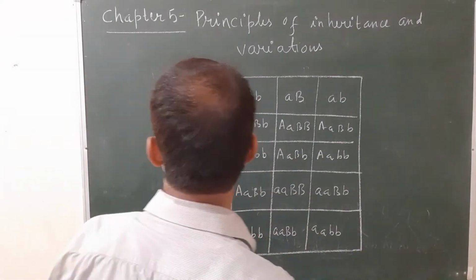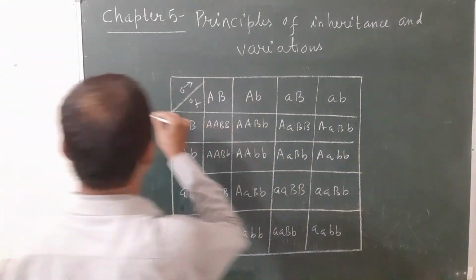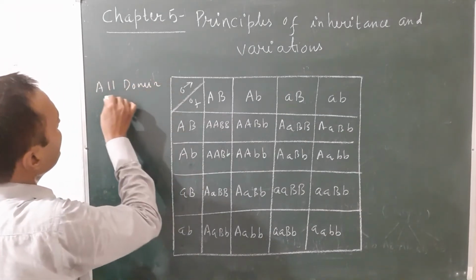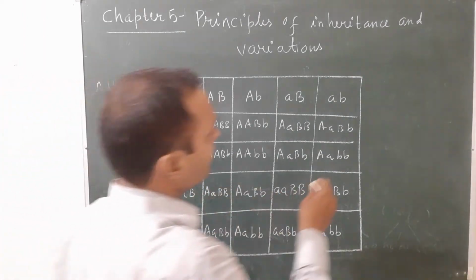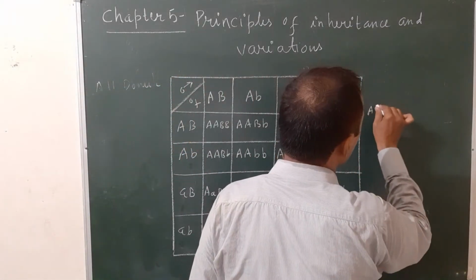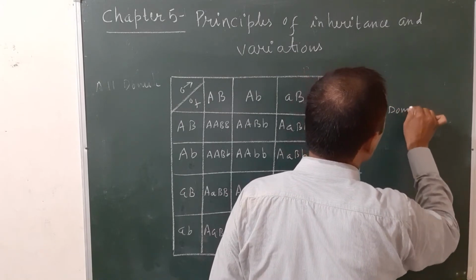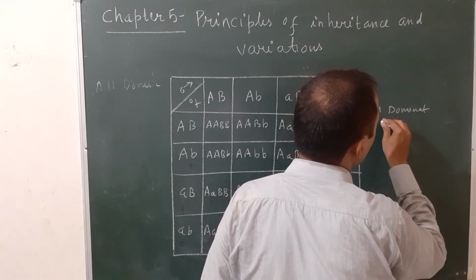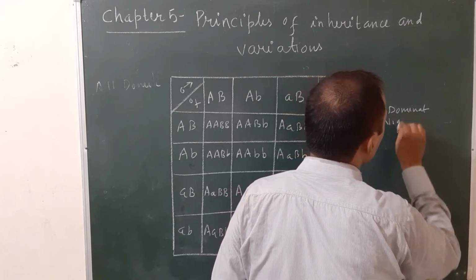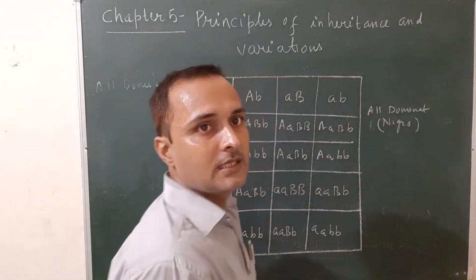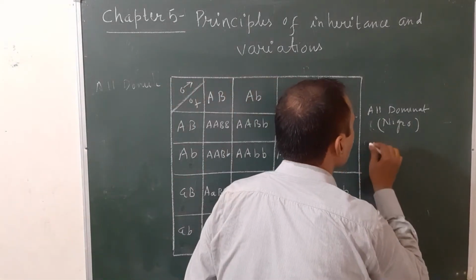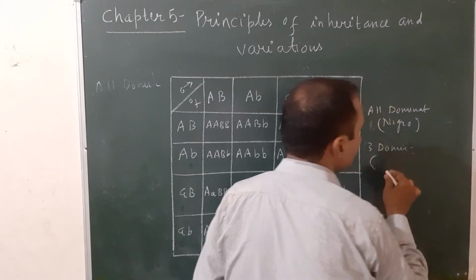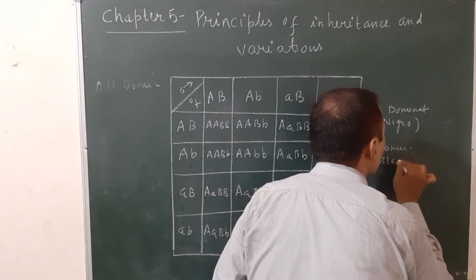When all genes are dominant, then the phenotype will be black. Let us see, when all genes are dominant, then the phenotype will be negro. That is the first case. Second case, when three dominant genes, then the phenotype will be black. Okay?